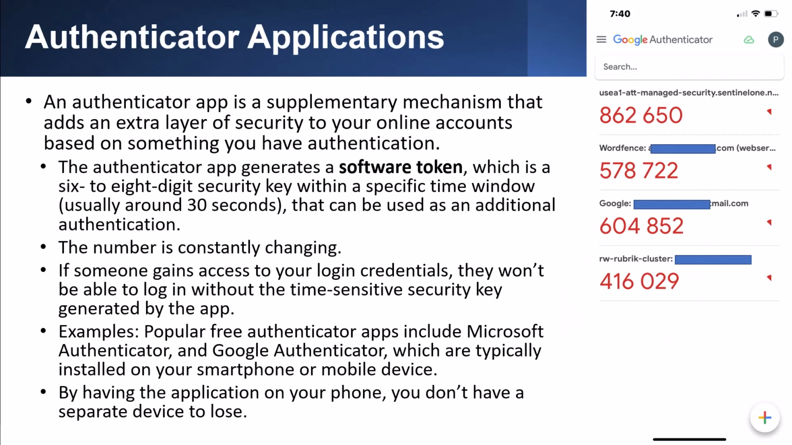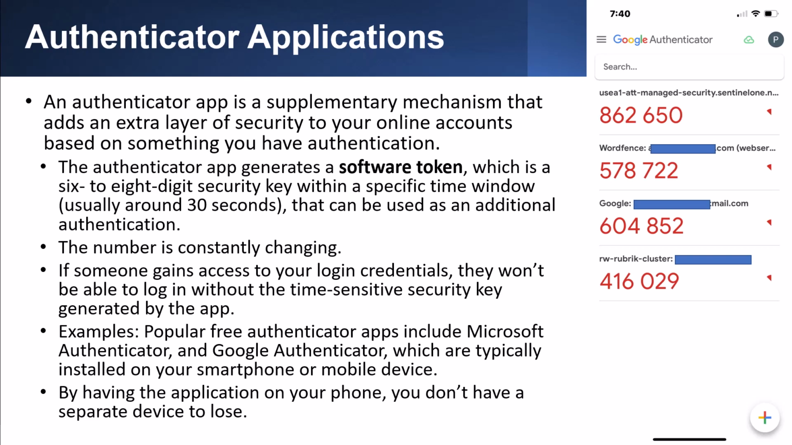An authenticator app is a supplementary mechanism that adds an extra layer of security to your online accounts based on something you have authentication. The authenticator app generates a software token, which is a 6 to 8 digit security key within a specific time window, usually around 30 seconds, that can be used as additional authentication. The number is constantly changing.